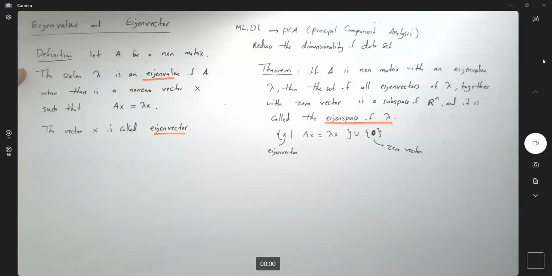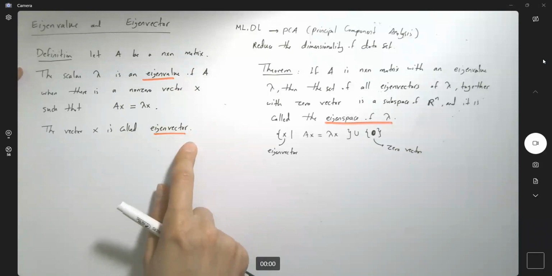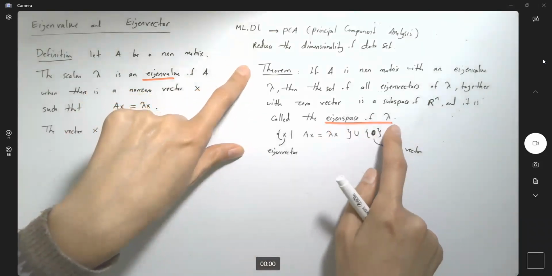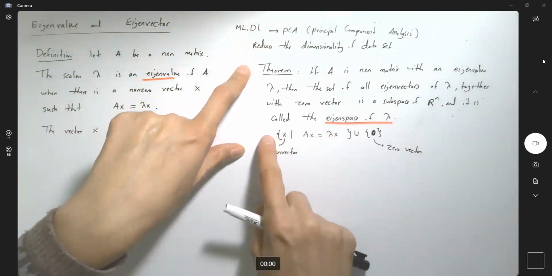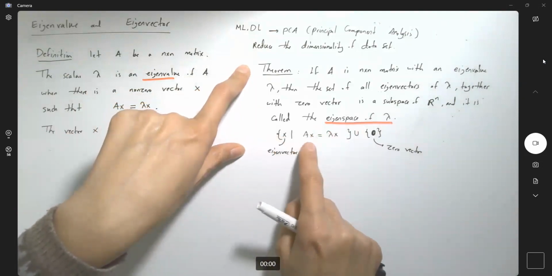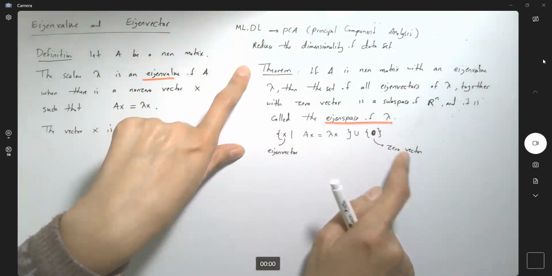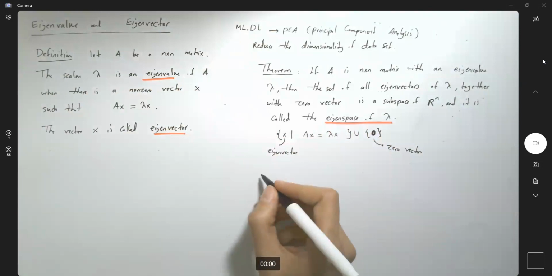So far we learned about the definition of eigenvalue and eigenvector. We have a theorem that basically gives us the eigenspace corresponding to eigenvalue lambda, which is the set of all eigenvectors that satisfy this equation, union along with the zero vector. Another theorem for you.